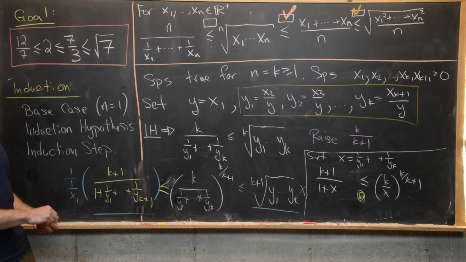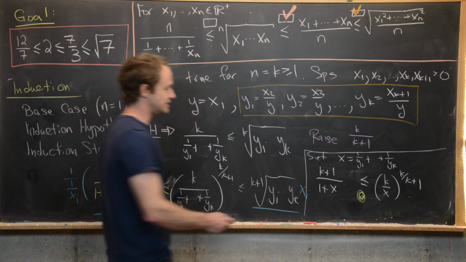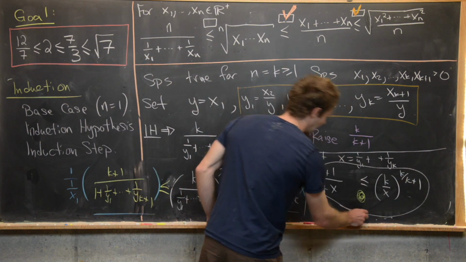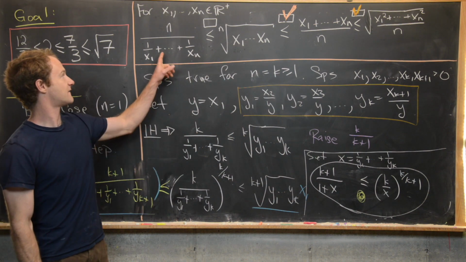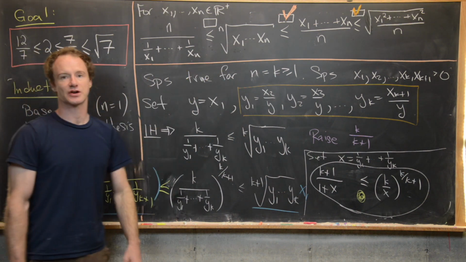So now that we have this sketched out, all I'm going to do is go ahead and prove this inequality on the next board, and that'll finish off this harmonic geometric mean inequality.